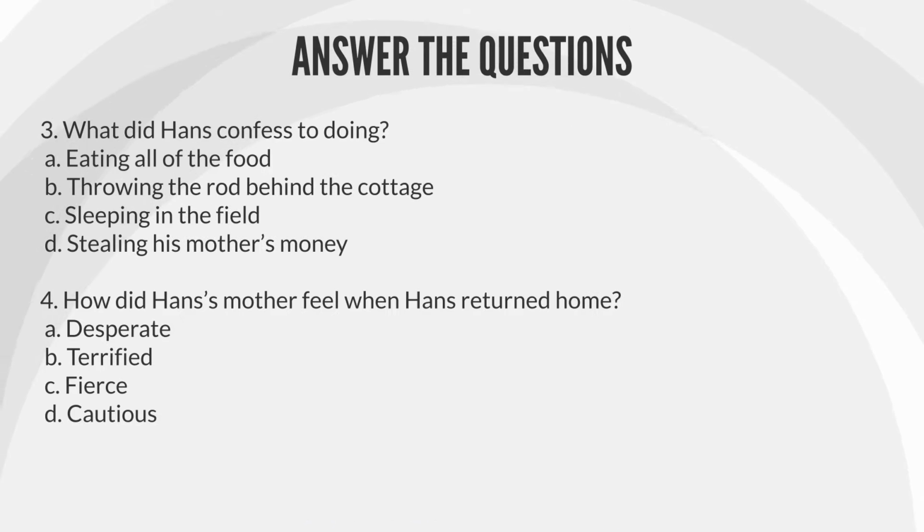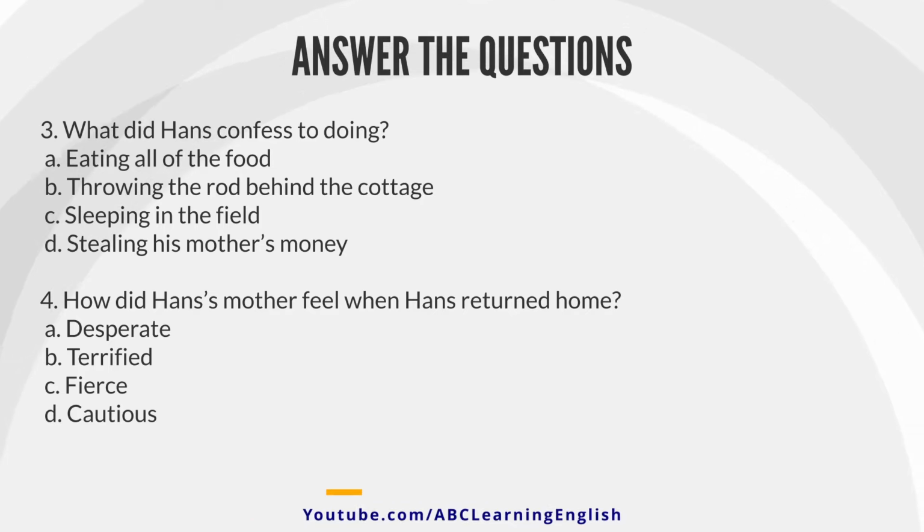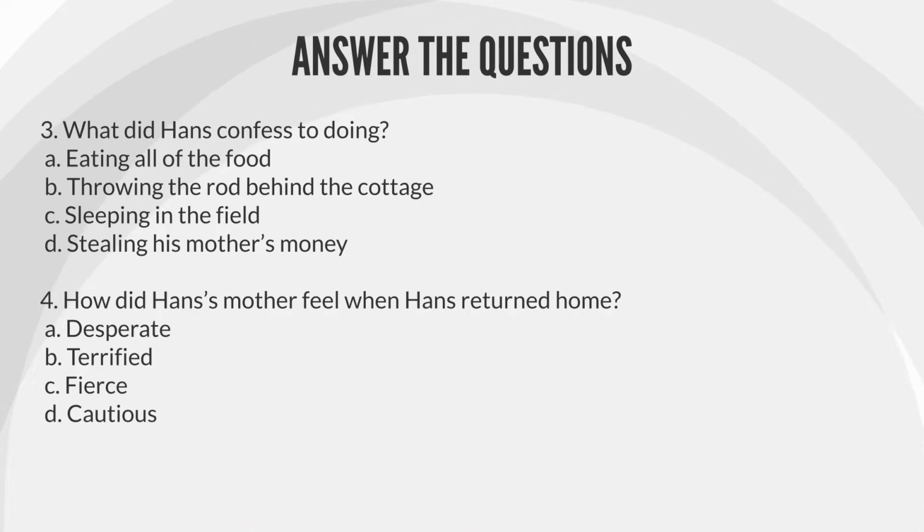3. What did Hans confess to doing? A. Eating all of the food. B. Throwing the rod behind the cottage. C. Sleeping in the field. D. Stealing his mother's money.